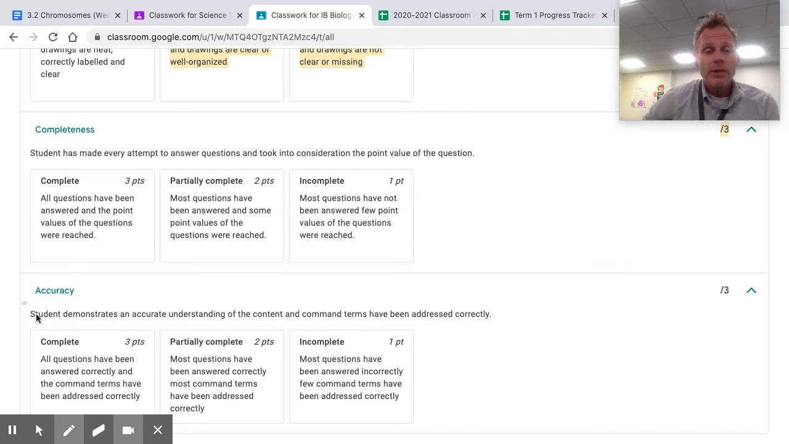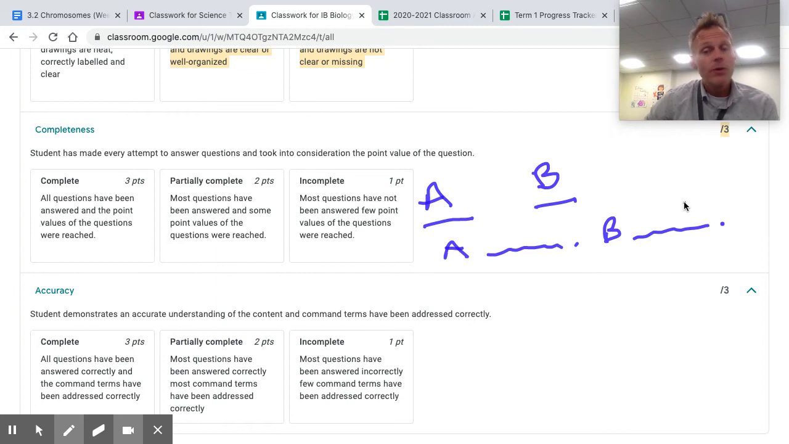And then the last criterion here is called accuracy. Again, you might originally think, oh yeah, I've answered all the questions correctly. But I also want you to answer them the right way. Students that have had me before, I say this a lot: there are very specific ways that you're supposed to answer questions in IB. For example, if you have a question that's asking you to compare A to B, you cannot say, A is blah, blah, blah, period. B is blah, blah, blah, period. You do not get points for that.